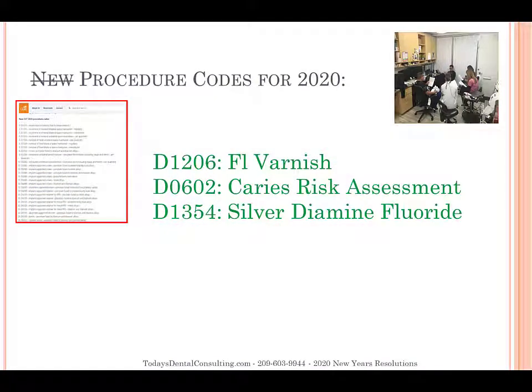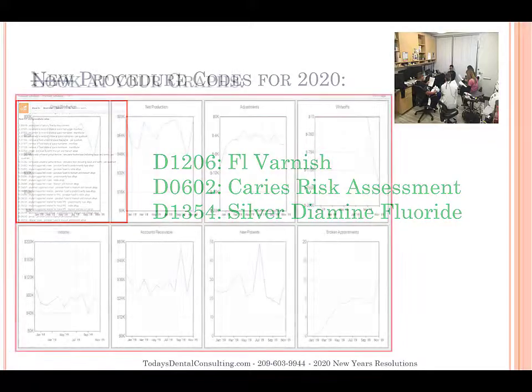These are not new procedure codes, but the reimbursement for these has changed a little bit with PPO plans. First of all, if you're using Fluoride Varnish, be sure you use the right code because it typically is reimbursed at a higher rate than fluoride in trays. The PPO plans, including Delta, have now started to pay for caries risk assessments and silver diamine fluoride. This improves your patient care and also increases the hygiene productivity.